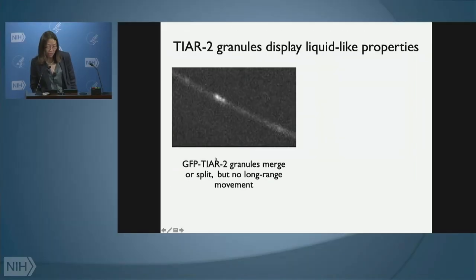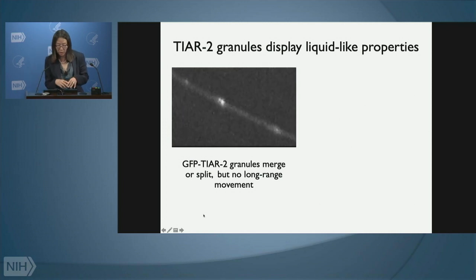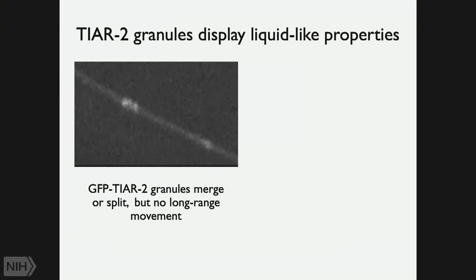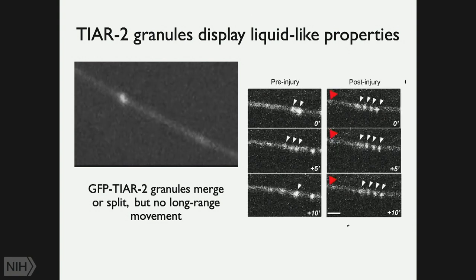And we see this dynamic aspect in this live imaging, where you see the TIAR-2 granules coming in, fusing and splitting, but they actually don't go long-range transport like synaptic vesicles. They also respond to injury, with this dynamic split and merge as shown here. Pre-injury, there's one cluster, and after injury this triggers sometimes fewer, sometimes more. But this is a very transient event.